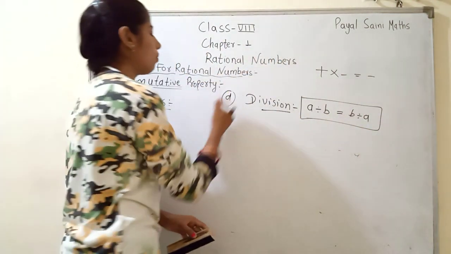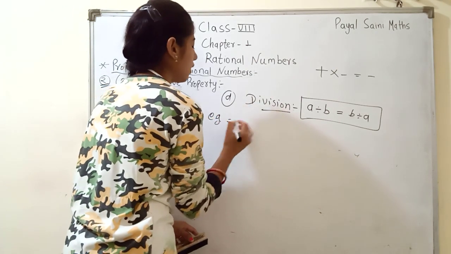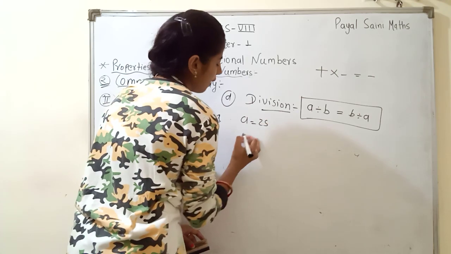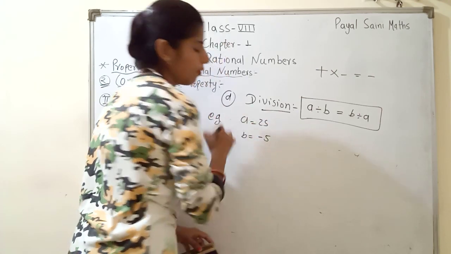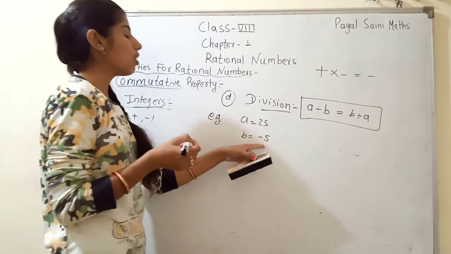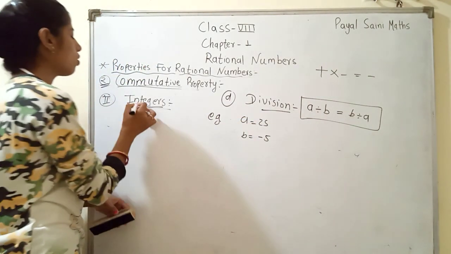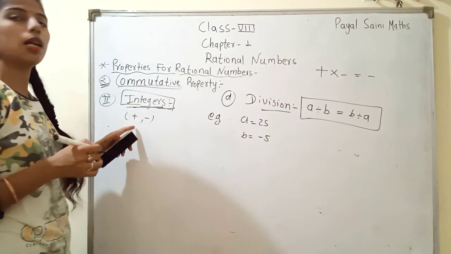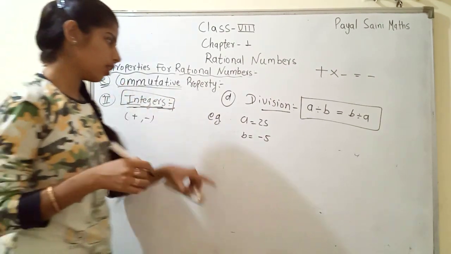Now we solve by example. Example: A value is 25 and B value is minus 5. Why do I write one number plus and one number minus? Because we prove for integers. In integers we know that plus and minus numbers both are included.